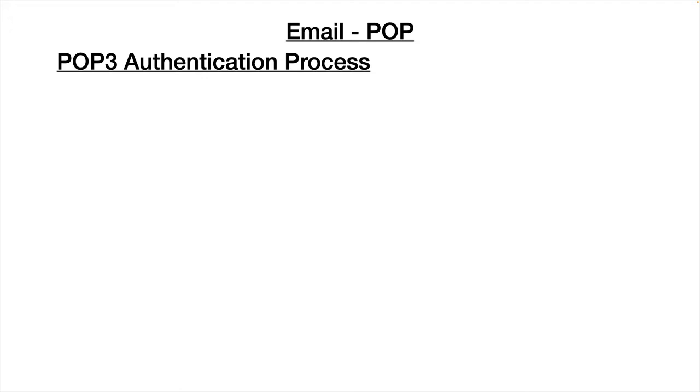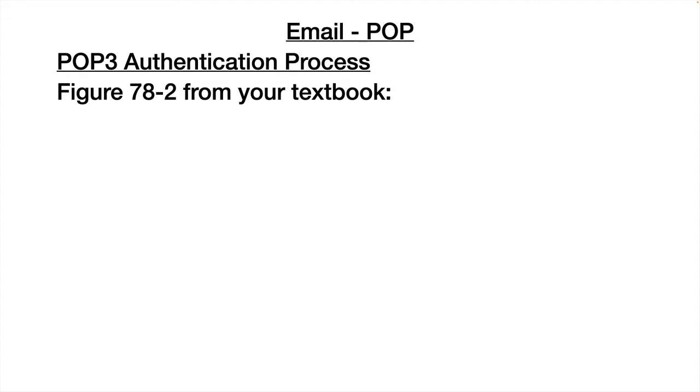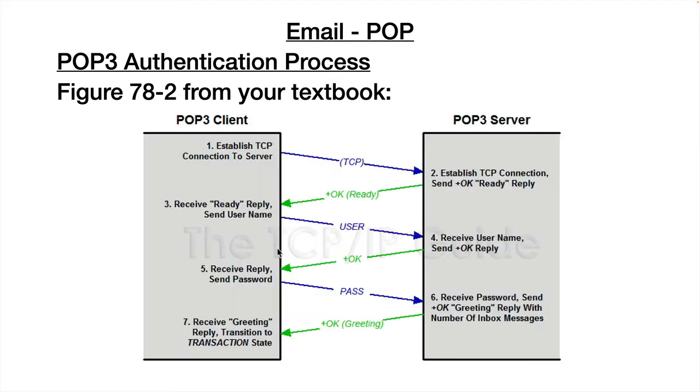When you first connect to a POP server, you need to go through an authentication process. And what we're going to discuss here is figure 78-2 from your textbook. So you have a client. It uses TCP to form the initial connection to the POP server. And if the POP server is up and running, it will respond back with +OK ready. And then the client will send a user ID, send the user command. If the POP server is happy with the user ID, it's going to send a +OK reply.